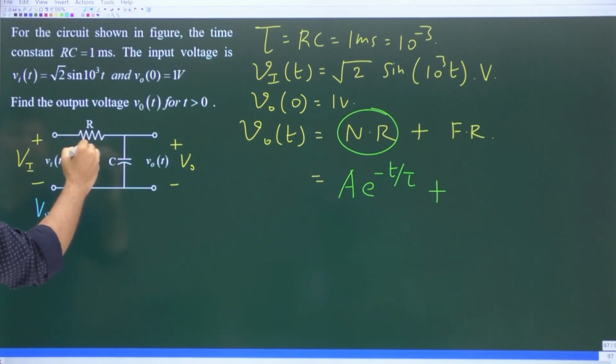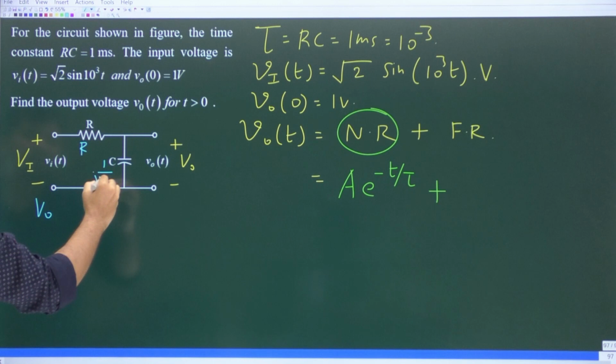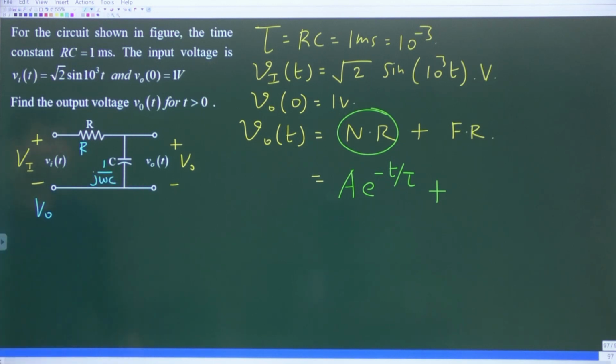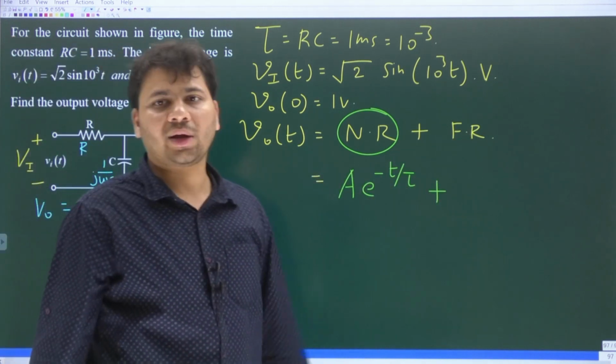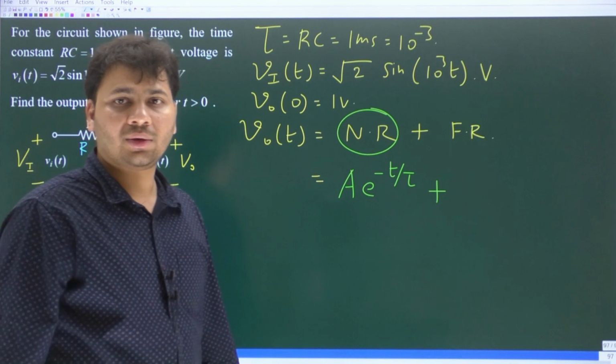Now in the phasor domain, R will remain as R, whereas the capacitance will become an impedance of value 1 by j omega C. So can't we use voltage division? Phasor voltage V0. Right now we are doing analysis in the phasor domain to find the second component of the response, that is, the forced or the steady state response.